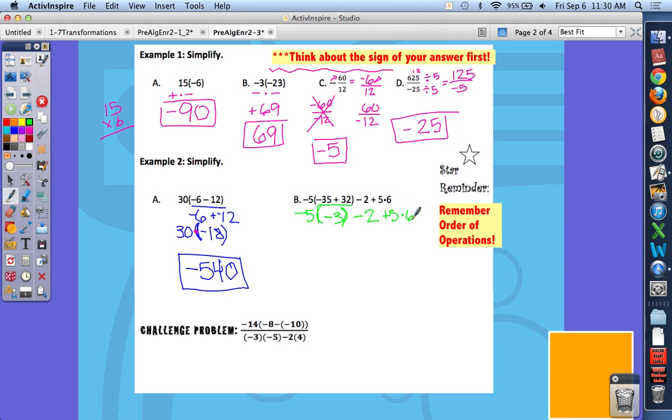The next step in order of operations is multiplication. If you did this one and this one at the same time, that is fine. Negative times a negative makes a positive, and I end up with 15. Positive times a positive makes a positive, and I end up with 30. I have this minus 2 in the middle here. 15 plus 30 is 45, minus 2 is 43.